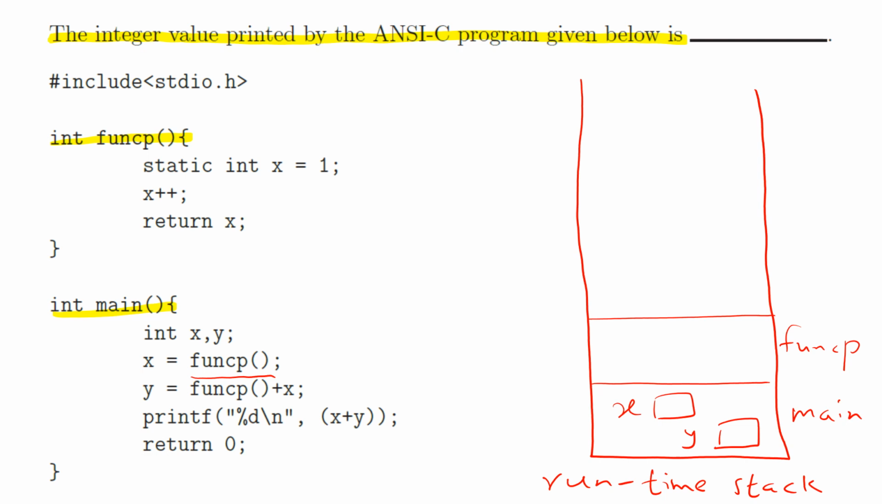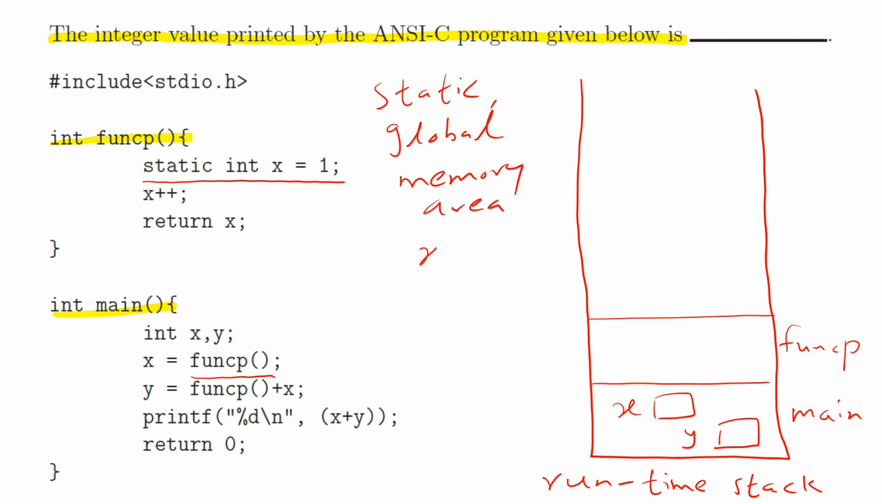But now when we call this function, we are declaring and initializing a static storage class variable. Since this is a static storage class variable, memory for this static variable x will not be allocated on the stack, rather it will be allocated somewhere else, which is a static global memory area, which is outside of stack, and here memory for x is allocated. Now this static variable will get a fixed address, okay, and its value is 1.